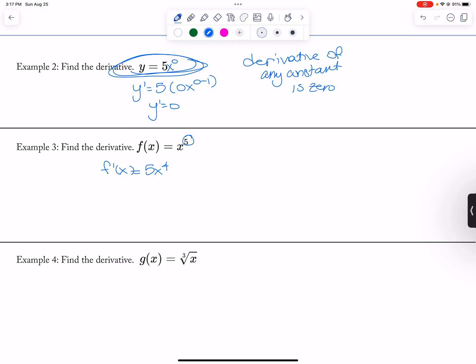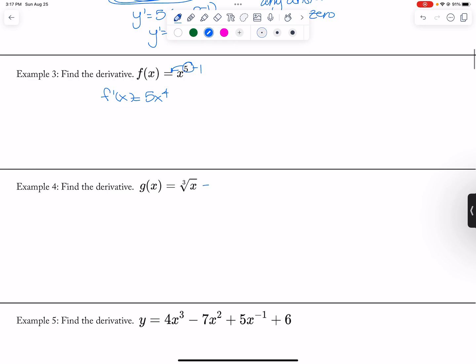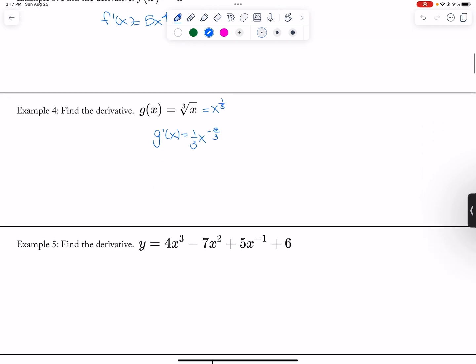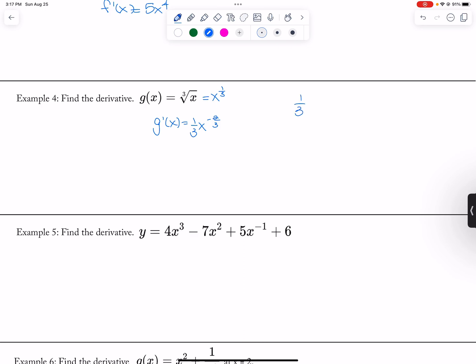Because I bring my exponent down and I reduce the exponent by 1. So here I would change this to x to the 1/3 power. So g prime of x is 1/3 x to the negative 2/3 power. And the reason why we get 2/3 is we add 1/3 minus 1, which is 1/3 minus 3/3, which is negative 2/3.